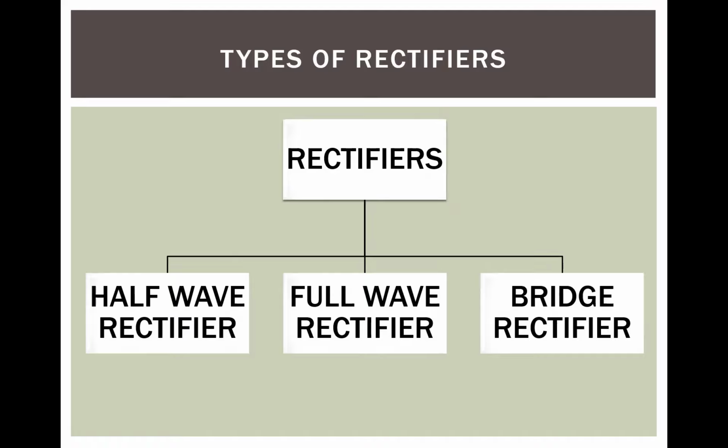The half wave rectifier converts only half of the wave, either positive or negative, so we use only a single diode for its construction. In the full wave rectifier, we use two diodes. It converts the full wave, the positive half and the remaining negative half, so we use two diodes. Coming to the bridge rectifier, we use four diodes.